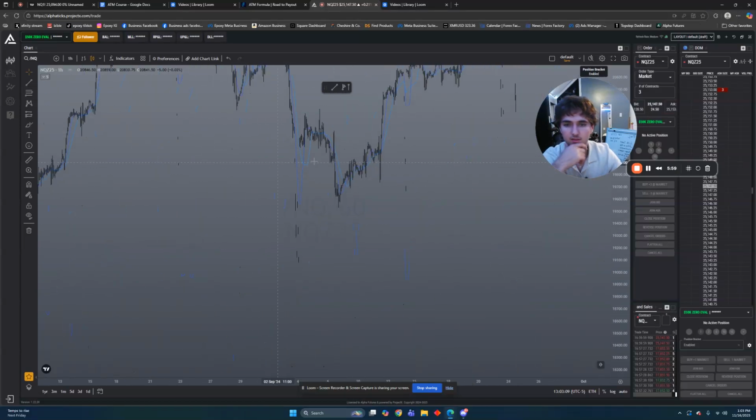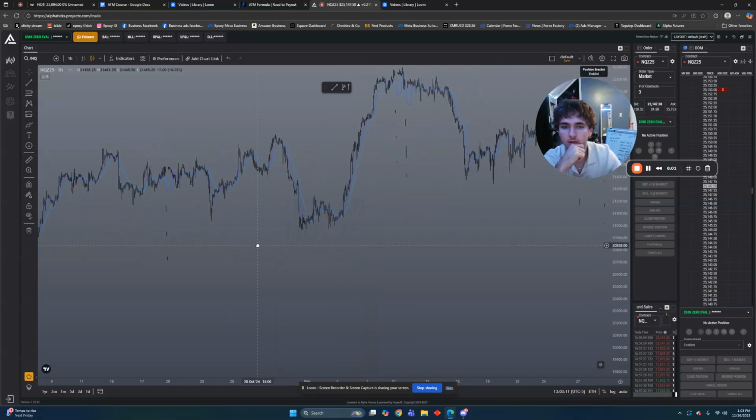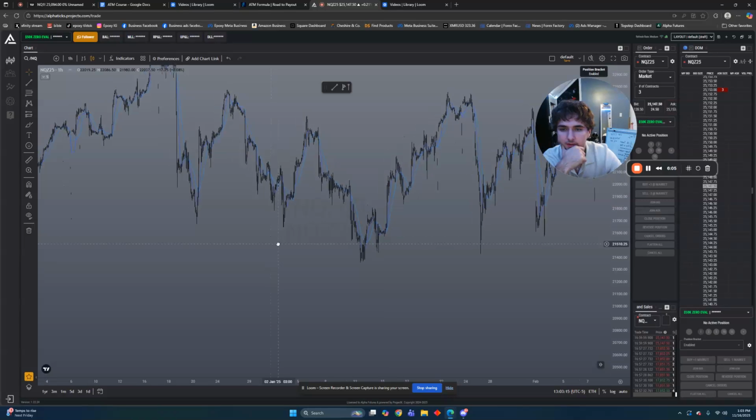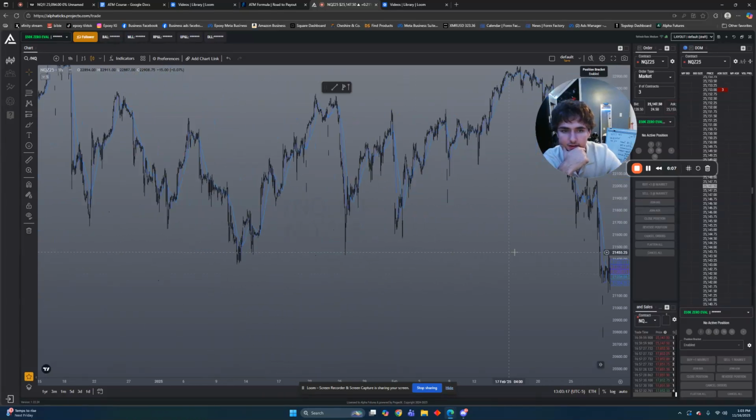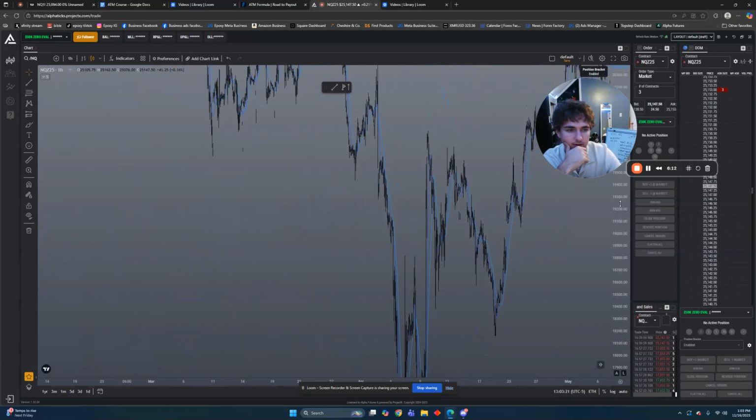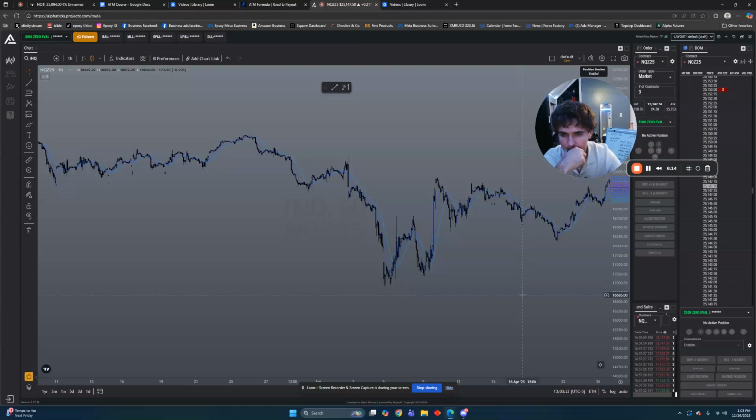All right, whatever. Let's just find a simple breaker block here. Any reversal, right? That's what we're looking for. We're looking for a downtrend, and then we go to an uptrend. So let's look at this example right here.